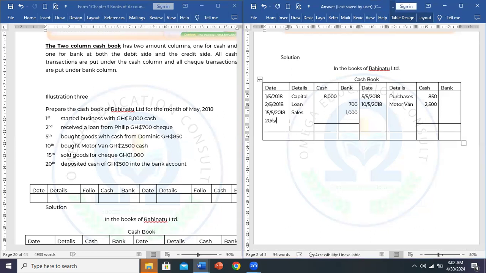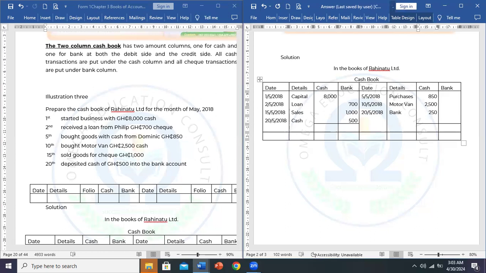20th May 2018. We are going to debit the bank. On the debit side for the bank, we put 500. But the details will be cash. Why? Because cash gave the money to bank. But we cannot gloss over the fact that cash is making payment, and when we are making payment, we credit. So we go to the credit side, 20th May 2018, and credit the cash in the name of bank, 250.